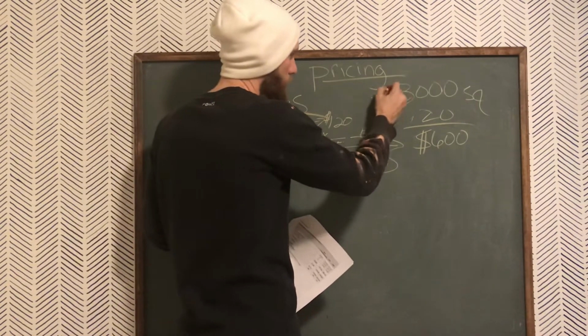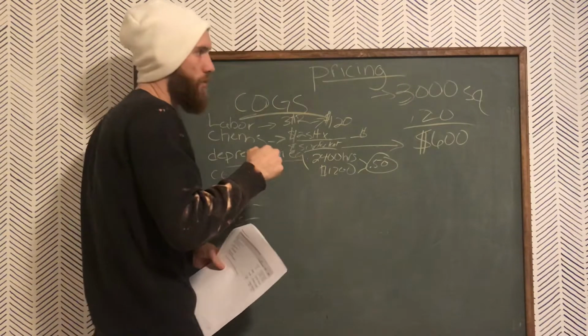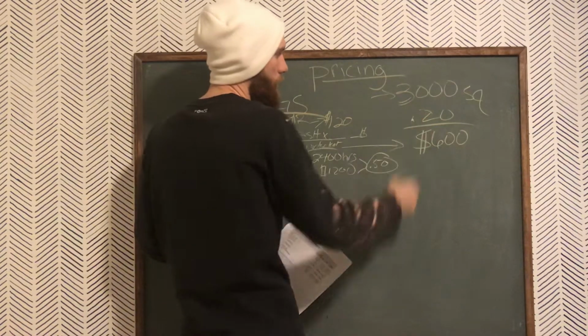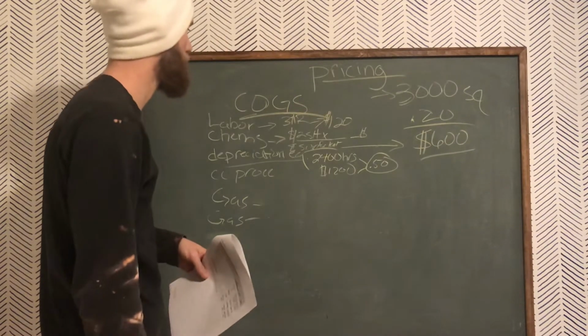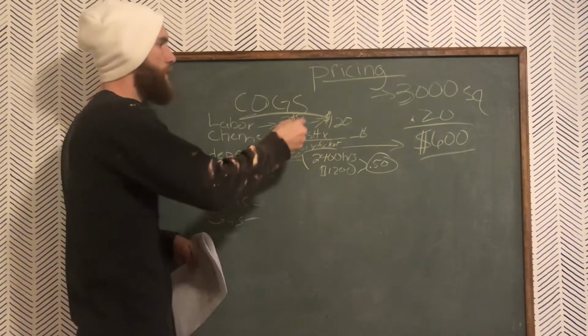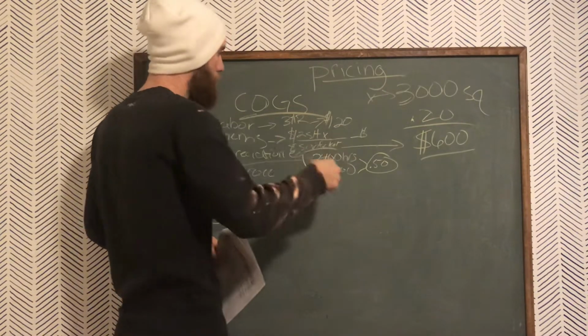So today's example is going to be a house of 3,000 square foot. We're going to charge 20 cents a square foot, and that's going to bring us to a $600 estimate for that service visit. In this example, it's just a house wash.